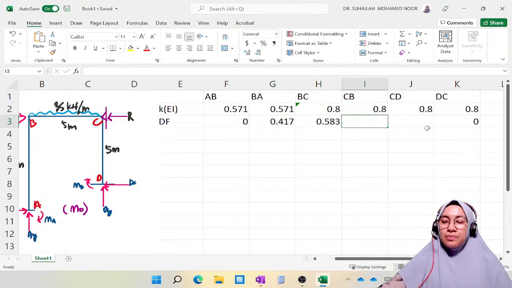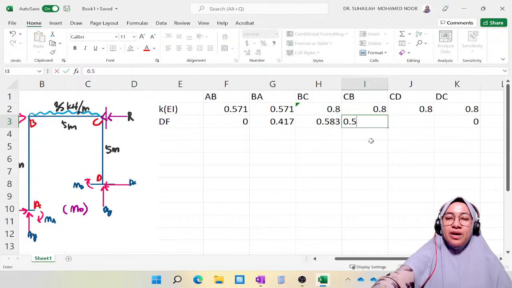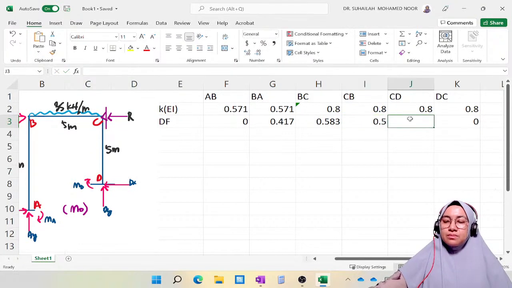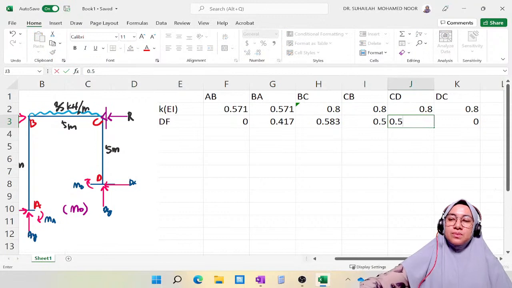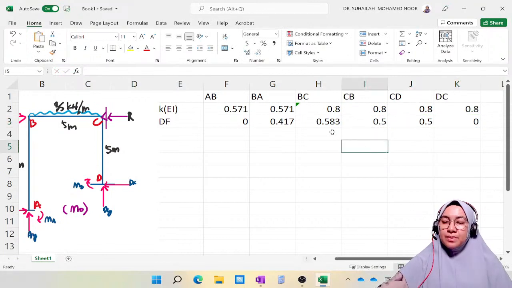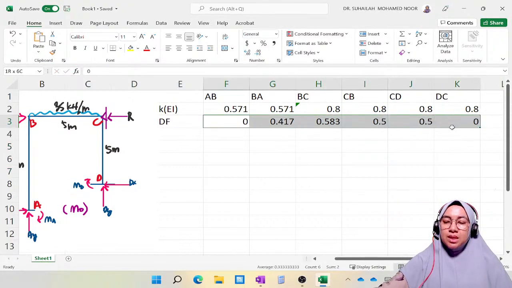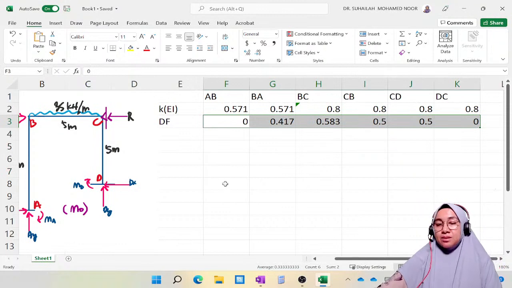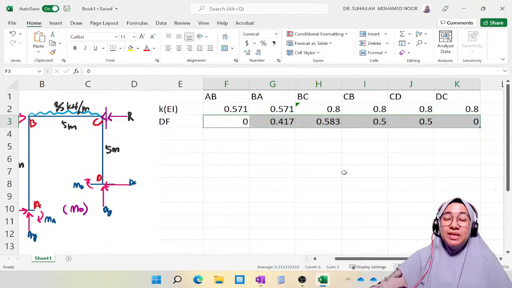So for CB and CD, we will get 0.5 and 0.5, because the values are equal. So these are the distribution factors. We will use these to calculate the member end moments.